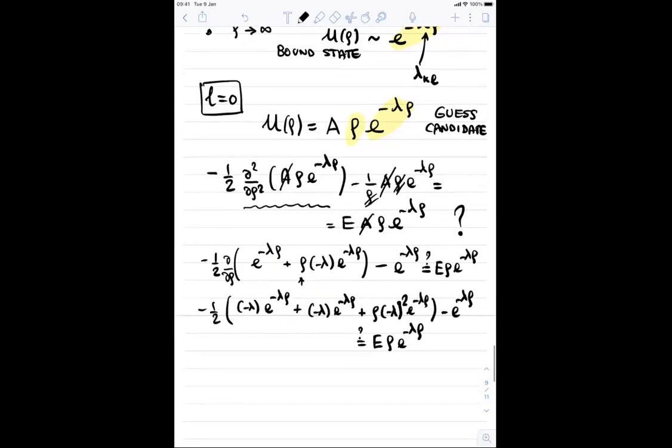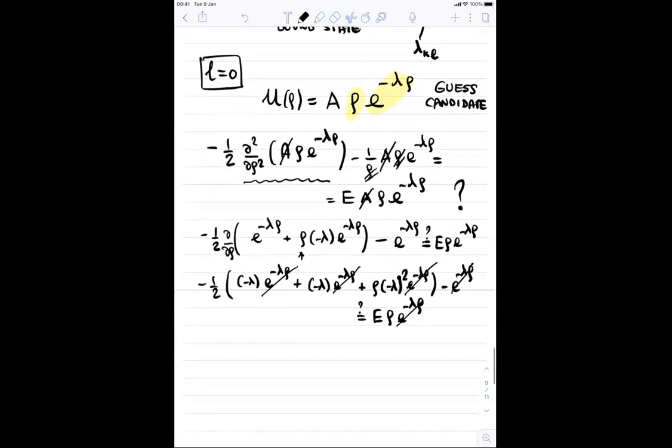So first of all, you realize that e to the minus lambda rho appears everywhere, so I can get rid of it. I noticed that these two terms are exactly the same, so I get the factor 2. So I rewrite minus 1/2 times minus 2 lambda plus rho lambda squared.